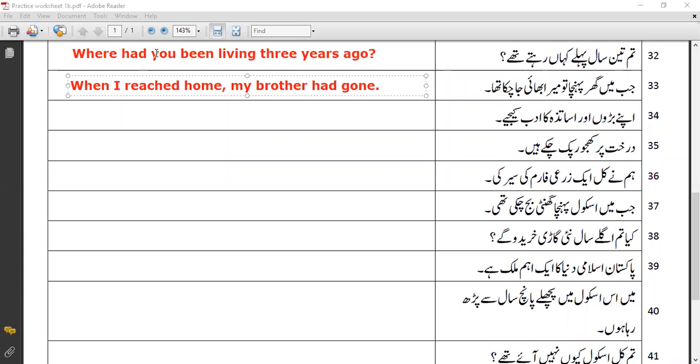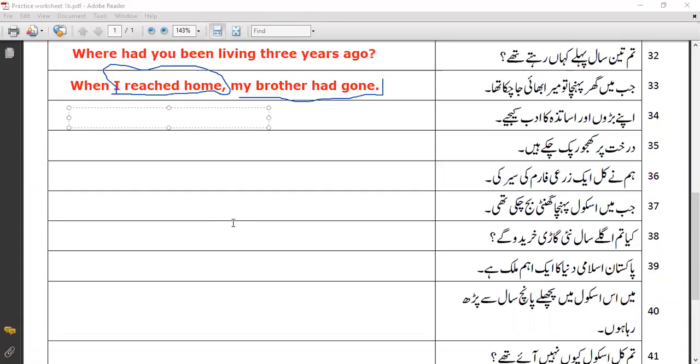I'll explain it to you. See, here, after when, this part of the sentence is basically simple past. You understand? And this part of the sentence over here is past perfect. So this is how you translate such sentences. All right, let's go to the third one. Sentence number 34. Sentence number 34.